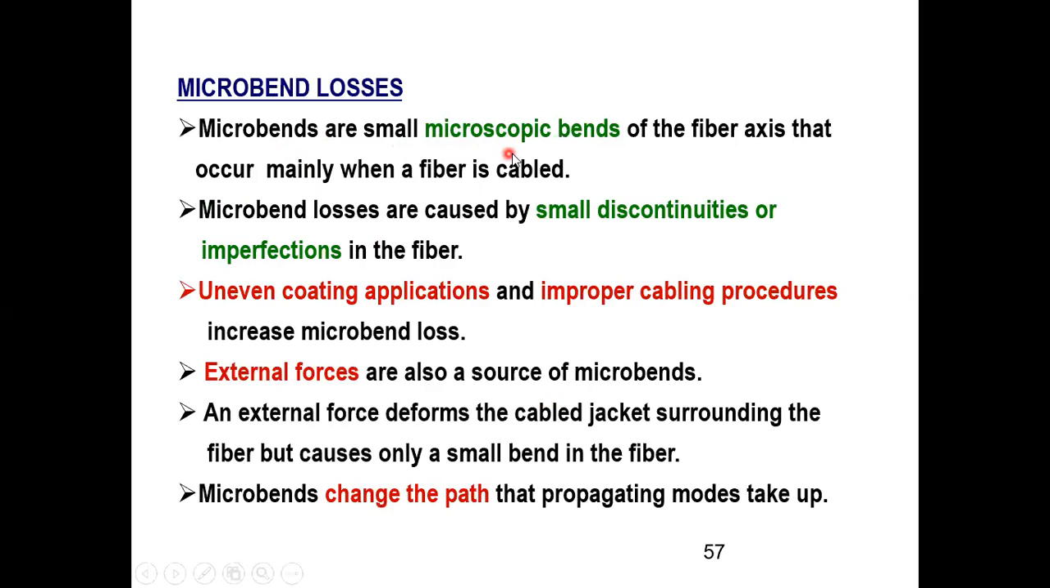So microbends are small microscopic bends of the fiber axis that mainly occur when the fiber is cabled. Microbend losses are caused by small discontinuities or imperfections in the fiber.